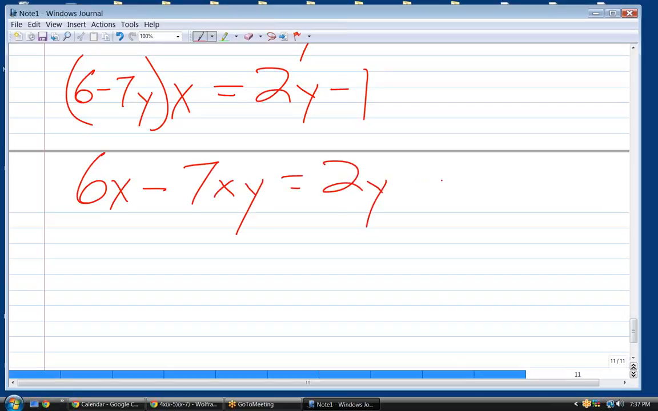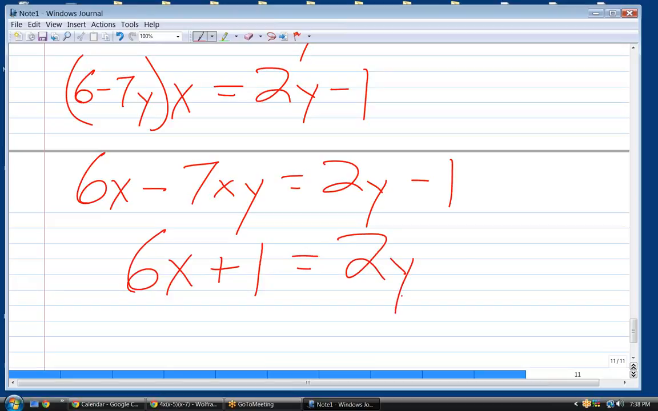Now here's the key step. What do I want to do next? Remember, I'm trying to solve for y. Add 1 on both sides. The concept is we want to get every term that has y in it on one side and every term that has anything else on the other. So you're right, I'm going to add 1 to both sides and I'm going to add 7xy. So my next line is going to be 6x plus 1 equals 2y plus 7xy.